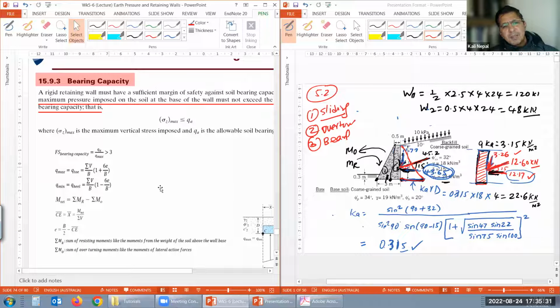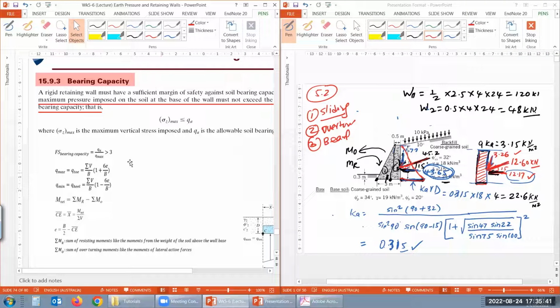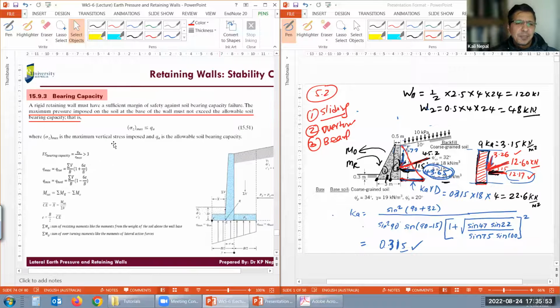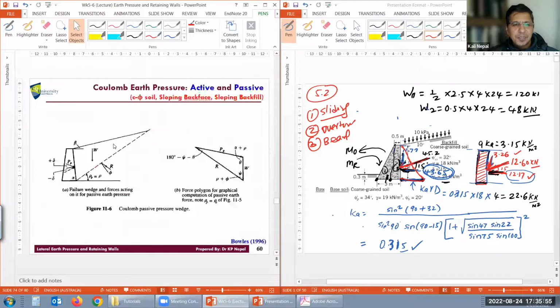Q max equals summation V by B times 1 plus 6e over B. Q minimum is summation V by B times 1 minus 6e over B. All right. Can you write these two formulas for me? Maximum is that, and the minimum is that. One is plus, another is minus. All right. Let's go back to our problem.